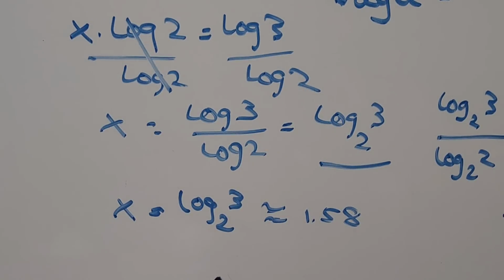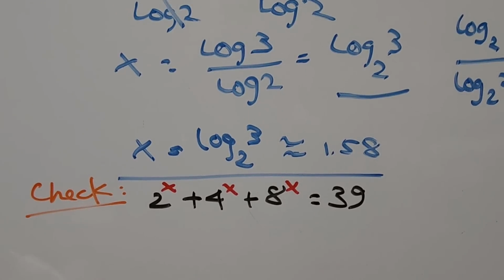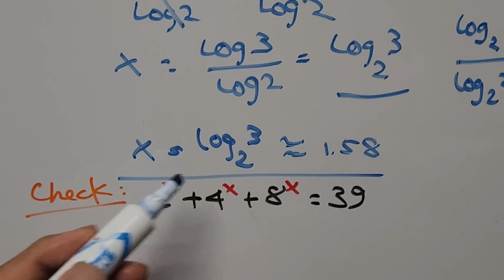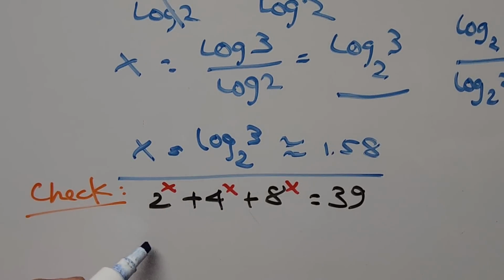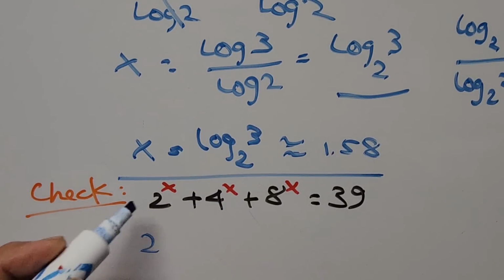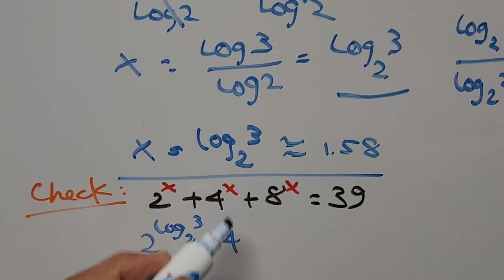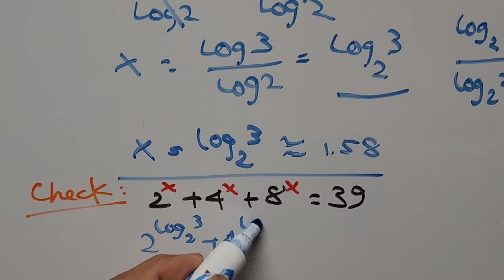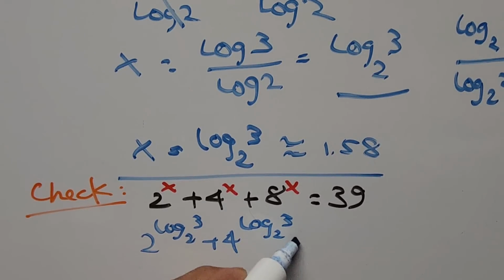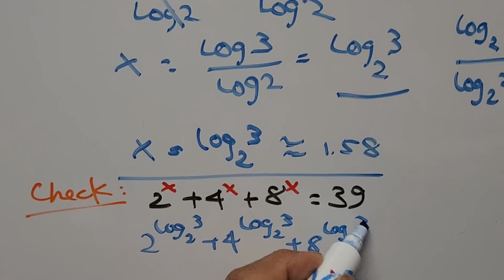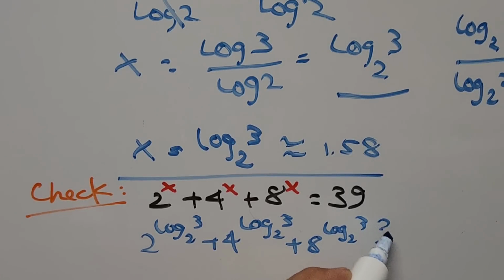So now we need to check our answer value of x just to make sure we got the right answer. So we have here our original equation, and we plug in this value of x in terms of logarithm, right? So 2 to the power of x, that is 2 to the power of logarithm base 2 of 3 plus 4 to the power of logarithm base 2 of 3 plus 8 to the power of log base 2 of 3. Is this equal to 39?